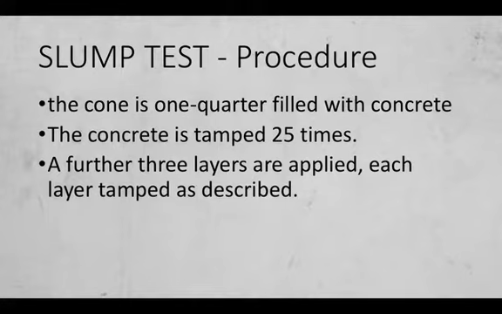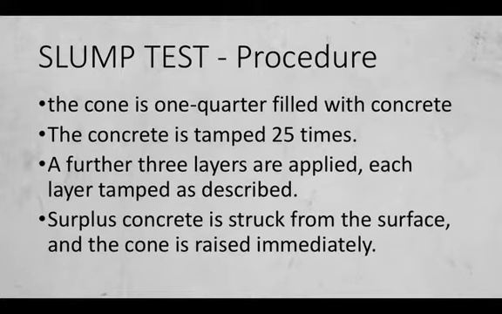1/4, and you tamp it 25 times after you fill it. You put in another quarter, you tamp it 25 times. Put in another quarter, you tamp it 25 times. You put in that last quarter, which carries it to the top, and you tamp it 25 times. That's what the further 3 layers stand for. And it says surplus concrete is struck off from the top and the cone is raised immediately. What that means is that any excess at the top of the cone, you just remove it from the top, or scrape it off, for understanding purposes.